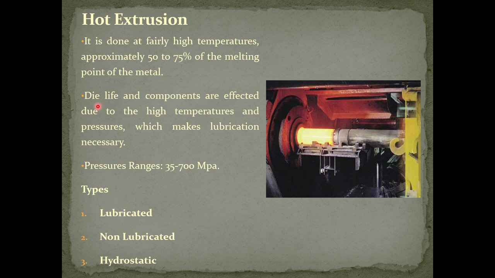So because of this effect on the die life, we use different types of hot extrusion like lubricated type, non-lubricated type and hydrostatic type. To protect the life of the die, we use lubricated type of extrusion. When there is no effect on die life, then we can go for non-lubricated type. And in the hydrostatic type of extrusion, the force and the pressure is created by means of fluid.